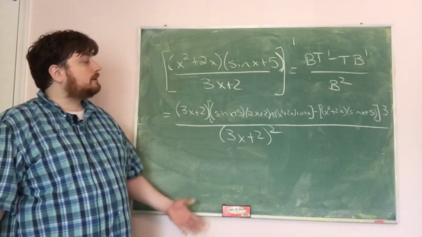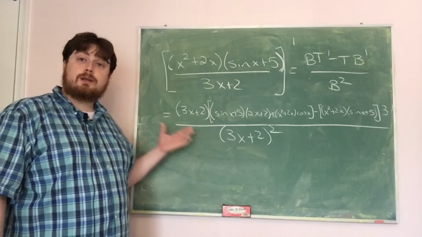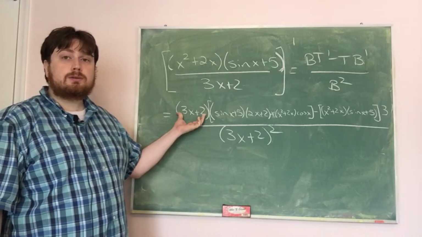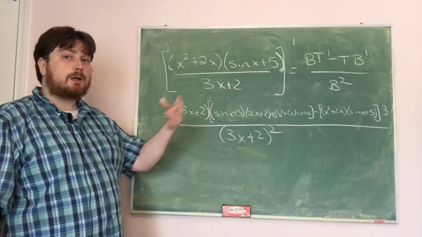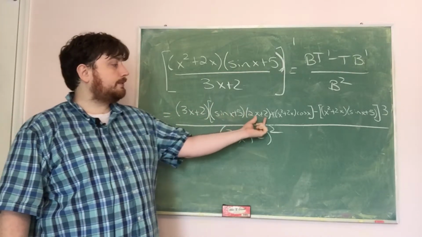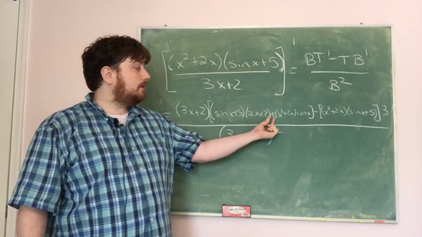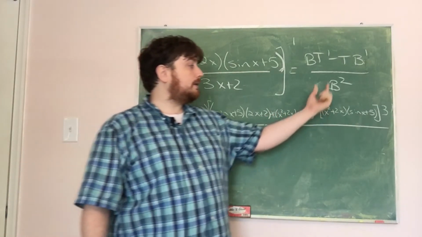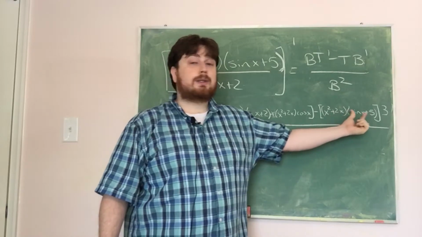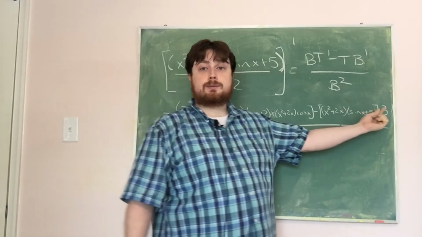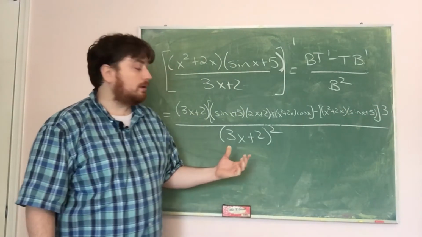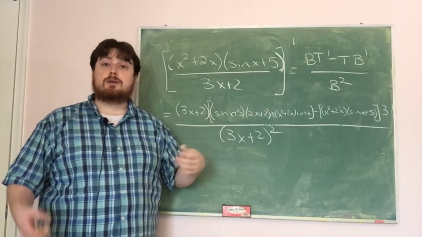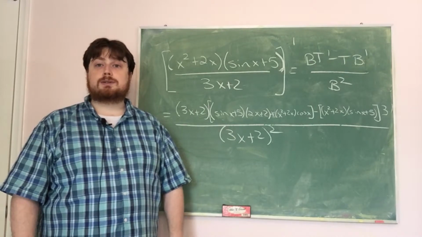All right, and because I was going to run out of room here, I erased this, but what I'm left with is the top is 3x plus 2 times the derivative of the bottom. Copying that from before, we had sine of x plus 5 times 2x plus 2 plus x squared plus 2x times cosine x, minus the top is x squared plus 2x times sine of x plus 5 times the derivative of the bottom is 3, all over the bottom, 3x plus 2 squared. And so that is the derivative of our original function.